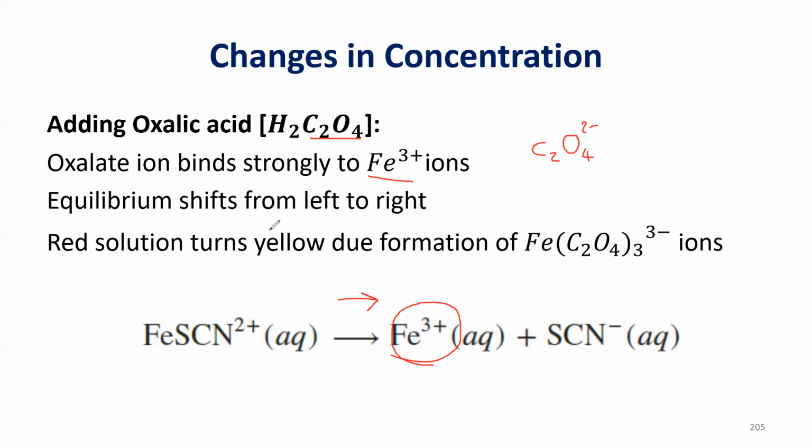So the equilibrium shifts from left to right, and the red solution turns yellow because now the forward reaction forms more of these iron 3 ions, and therefore this one is characterized by a yellow color. So therefore, also the formation of these ions, which are as a result of the oxalate binding with the iron 3 ions, is also yellow in color. So therefore, this will result in a yellow color being observed.